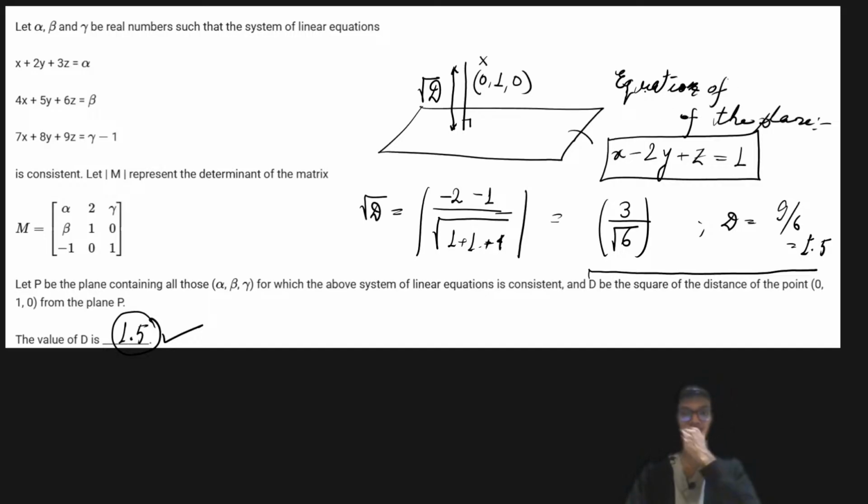Okay, so how did I find the equation of the plane? You can always ask me. Since alpha, beta, and gamma are the unknowns, I tried to figure out the locus of alpha, beta, gamma. That's how we basically figure out the equation of the plane, right?